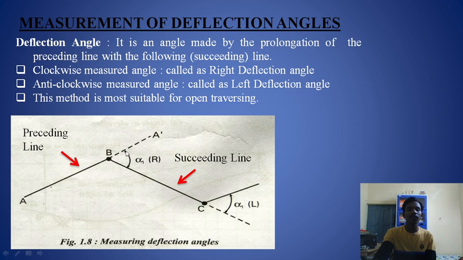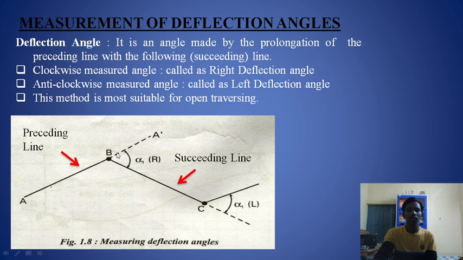Here, if the deflection angle is towards the right side, you have to measure the angle from BA dash to BC, so the direction is clockwise. If the deflection angle is clockwise, it is called the right deflection angle. Here, alpha 1 L, this deflection angle is towards the left side, which means anti-clockwise. So this is called the left deflection angle.